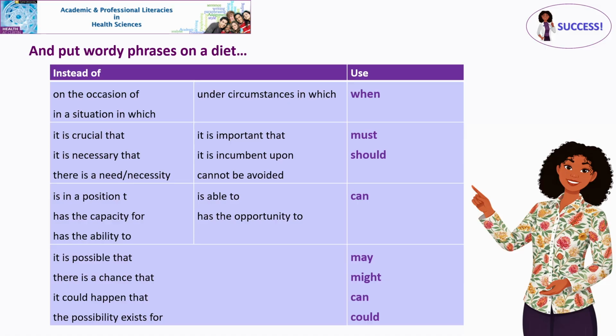Absolutely, we can use these words: when, must, should, can, may, might, could. These are called modal verbs, and modal verbs are very, very useful in your writing. So when you have one of these wordy phrases, think about swapping it for a modal verb. Does it make your sentence that much clearer? And if it does, then use it.